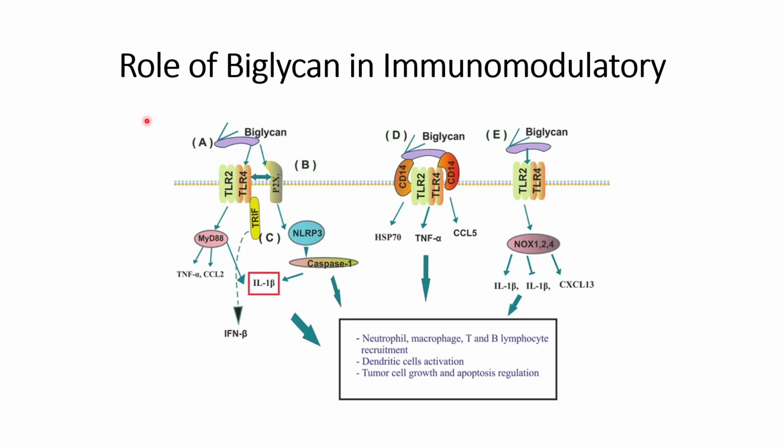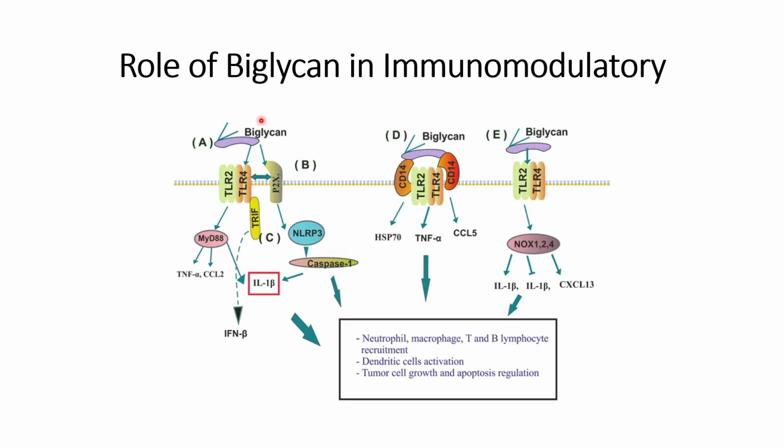In this video, we will discuss the role of Biglycan in immunomodulation. Before we go into the topic, let us understand Biglycan in brief. Biglycan is a protein that has two glycosaminoglycan chains. This Biglycan can act to trigger immunomodulation.